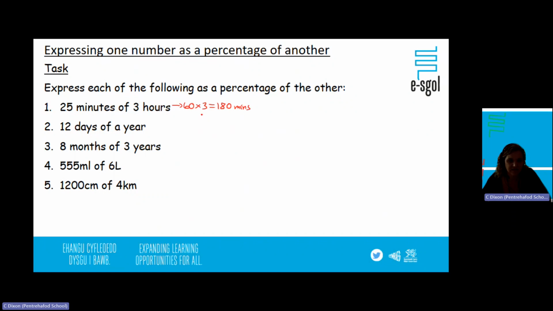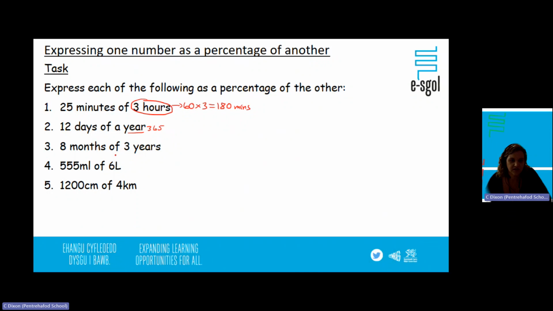Okay, now that's not the answer to the question. That's what you're going to use instead of using the 3 hours. So for the first one, you're going to have 25 minutes out of 180 minutes. Okay, the second one, there are 365 days in a year. Okay, so instead of 1 for 1 year, you're going to use 365.